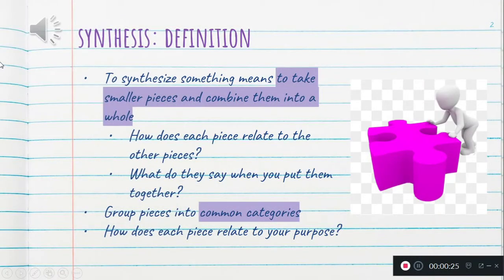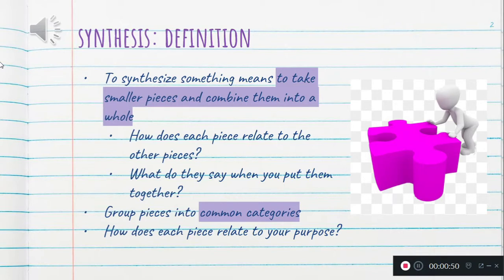You may be familiar with the concept of synthesis when it comes to synthetic fabric. In this sense, synthetic does not mean fake. What they do when they make synthetic fabric is they take lots of different chemicals and lots of different fibers from lots of different locations, and then they weave them together to make the final product, one whole fabric. So that's what you do when you synthesize something.